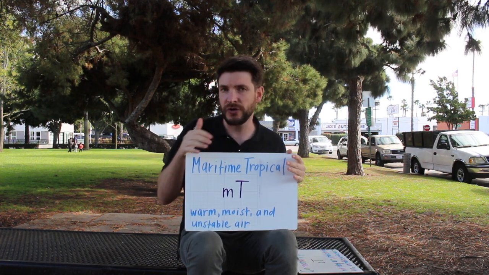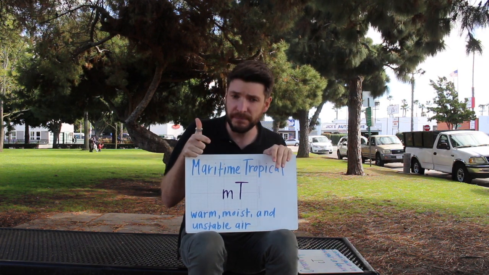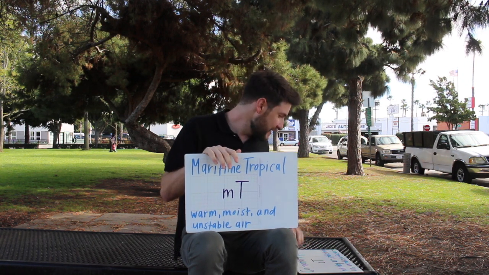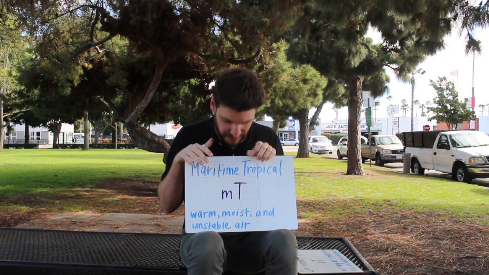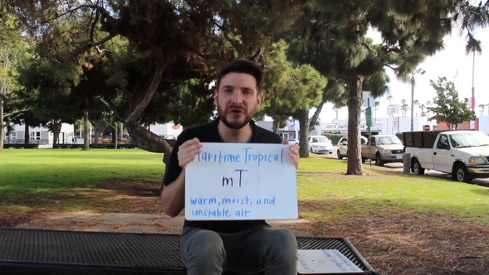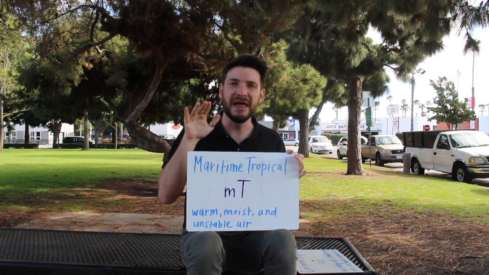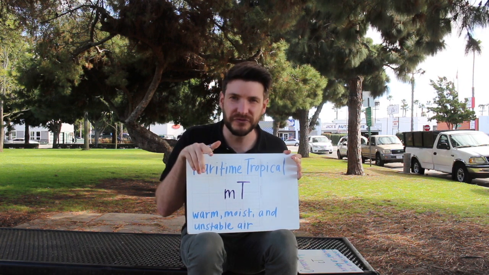So you've got your Continental Polar, Continental Tropical, Maritime Polar, and Maritime Tropical air masses. Those are our 4 main types of air masses, and those are what should be in your notes.